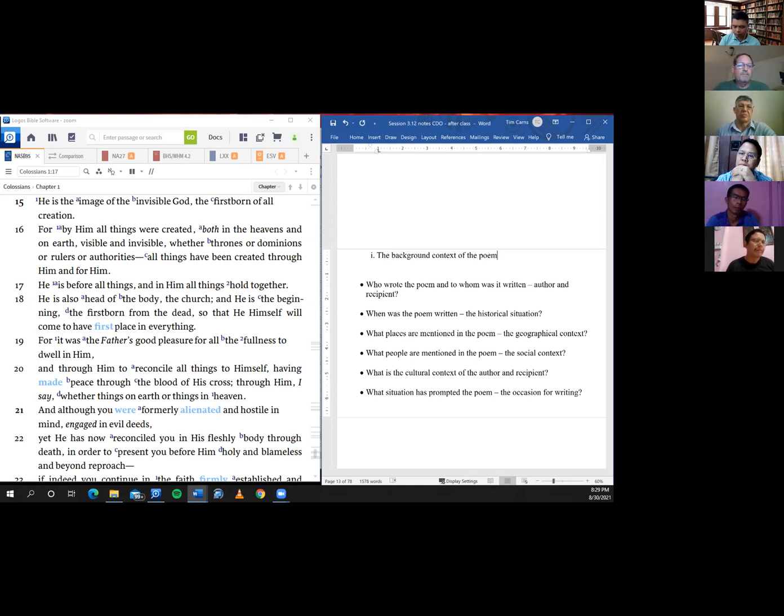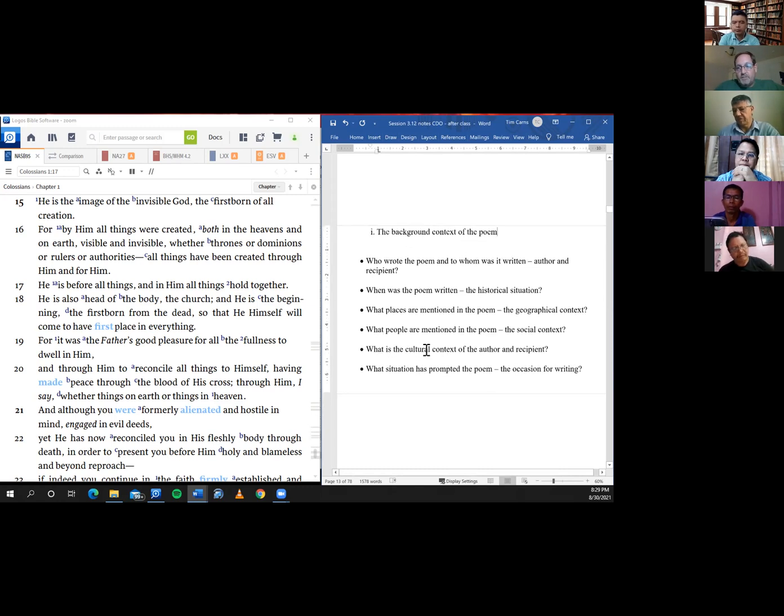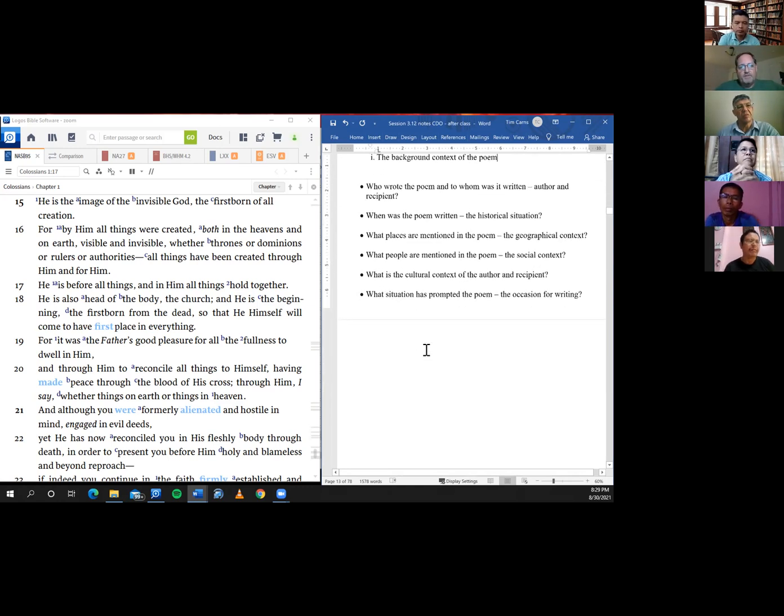They're all independent. So look for the background context of the poem, and identify these particular contexts, the geographical, social, etc. for the poem. And again, the title can be very helpful. The poem itself will give some of that information. We'll do an example of this a little bit.